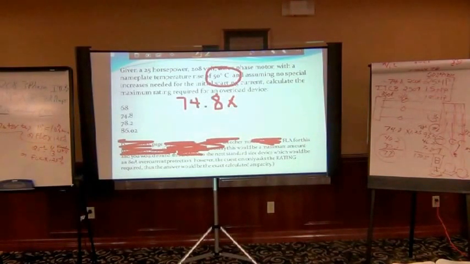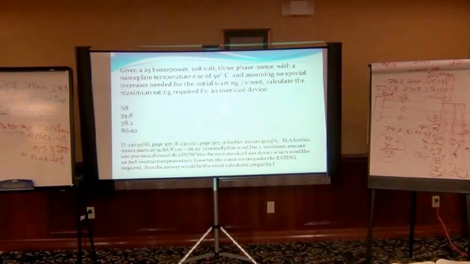It'd be 1.15, right? So 74.8 times 1.15 then gives you what value? 86.02, and there it is. It's the largest value to choose from on the example. So option number 4 would be your answer. All right.